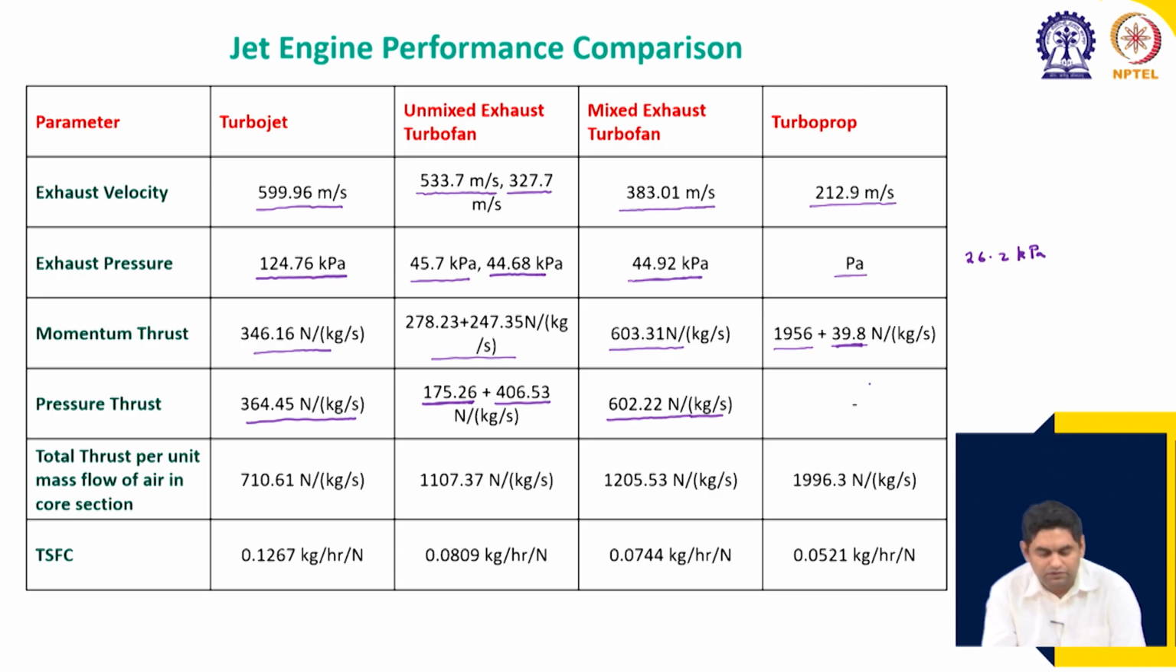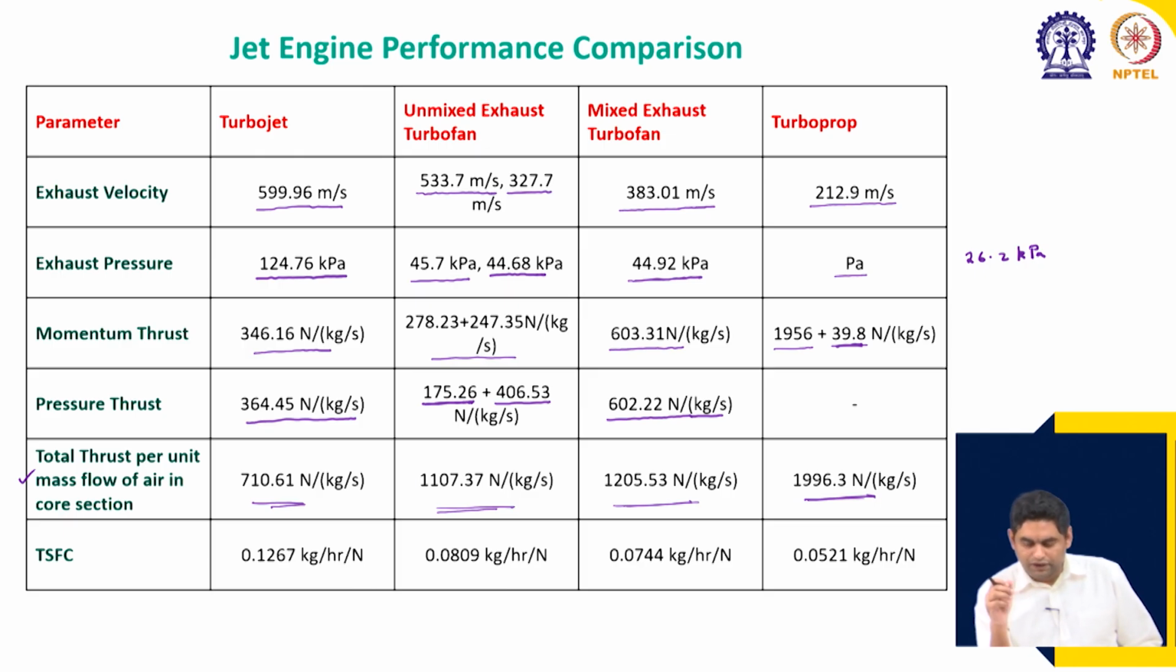For turboprop, there is no concept of pressure thrust in the jet, because the nozzle is not choked. Then finally, the two important parameters, one is the thrust per unit mass flow rate, total thrust per unit mass flow rate. You see that this keeps on increasing as we go from turbojet to turboprop. Turbojet is lowest at 710, then 1107, 1205 and 1996 for the turboprop. So, again remember that this is per unit mass flow rate through the hot section.